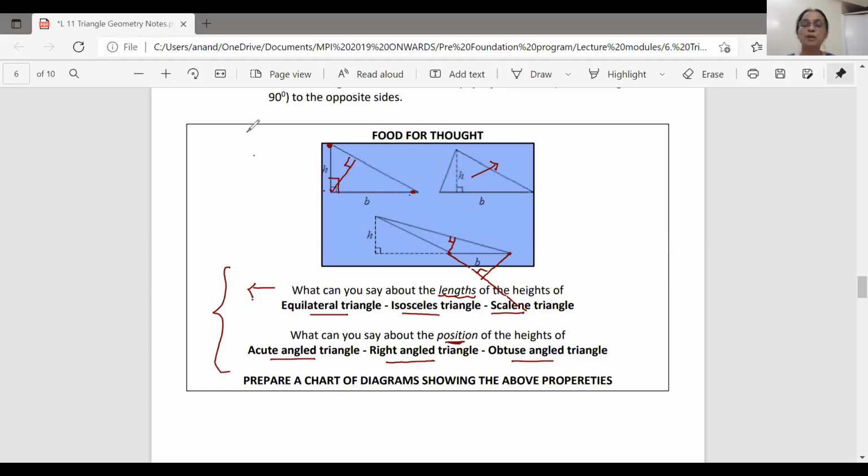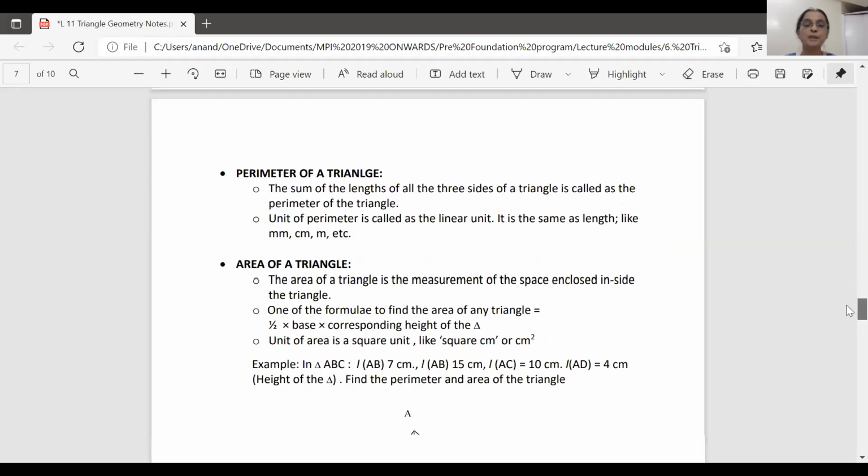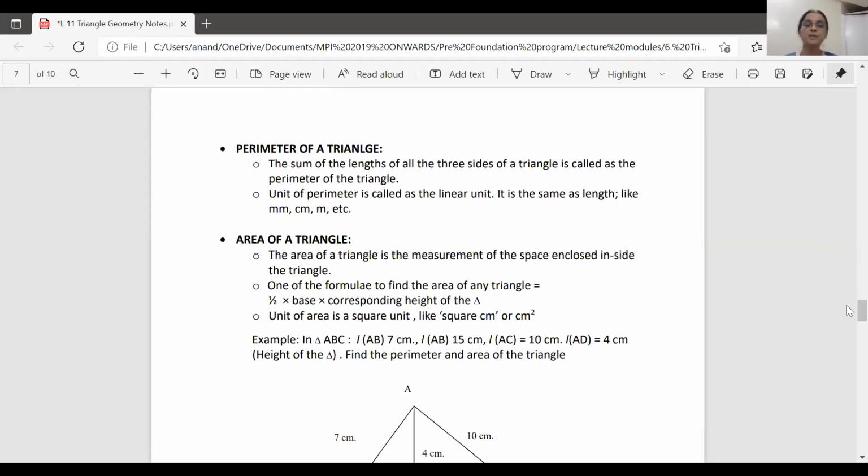So now we have known the three sides of the triangle, three angles of a triangle, three heights of a triangle, three vertices of a triangle. Now we will see two terms. You must have already done, many of you. Perimeter, so we keep doing. Perimeter is nothing but the sum of the lengths of all three sides of a triangle.